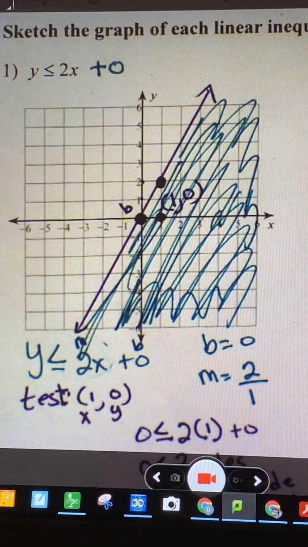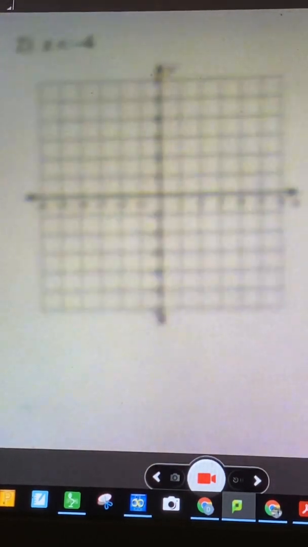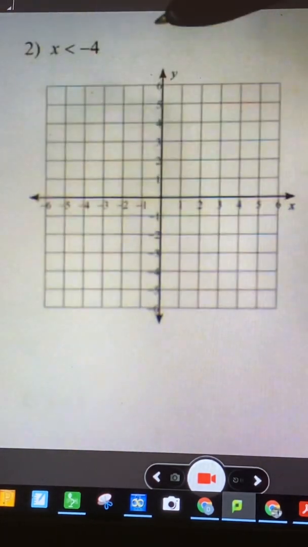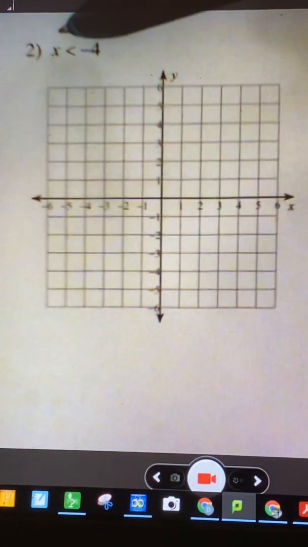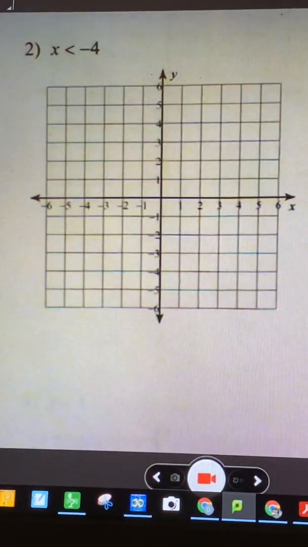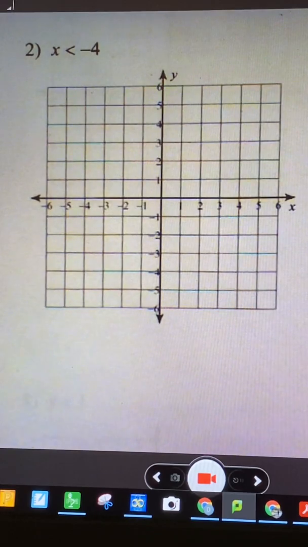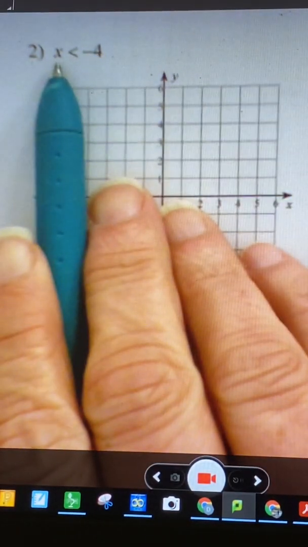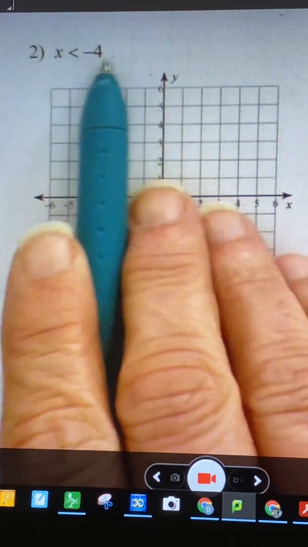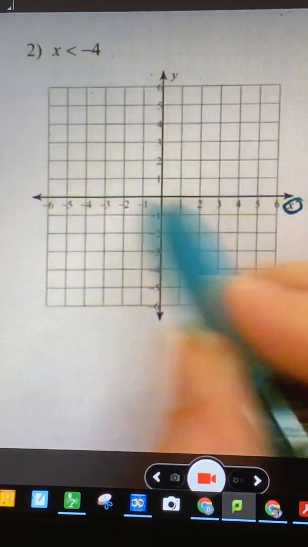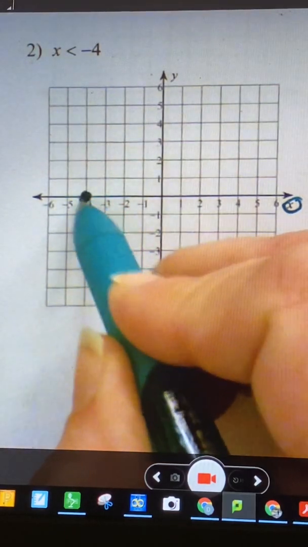Again, this is 12, 17, 20. We're taking notes. Here we have one variable, just one. We have x is less than -4. So with only one variable, we've got to do something different on this one. So you go to the x-axis, and you go to -4 on the x-axis. So here's my x-axis, so I'm going to go to the -4 and put my dot, okay?